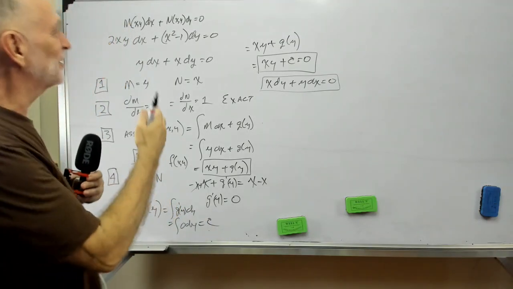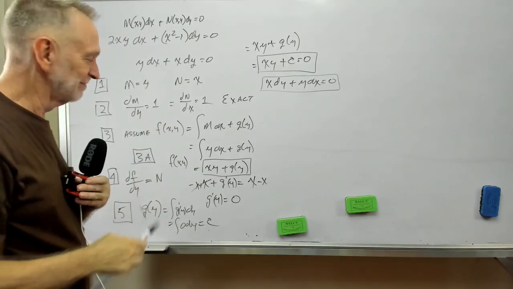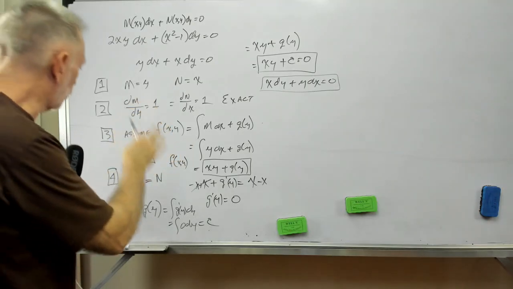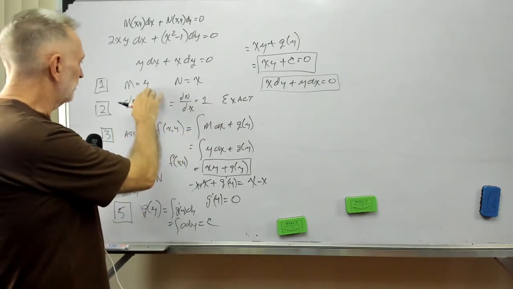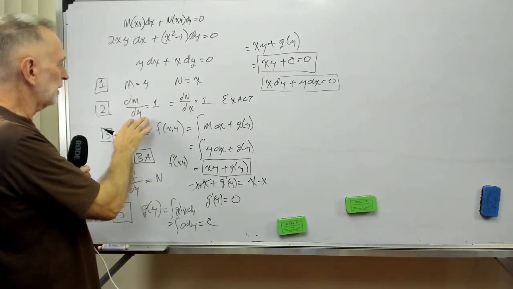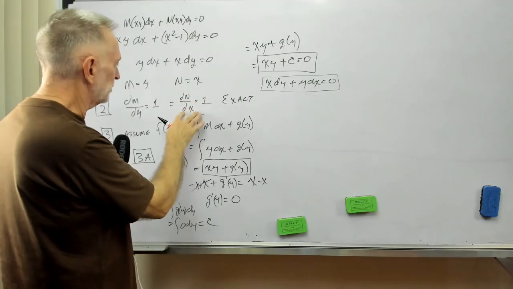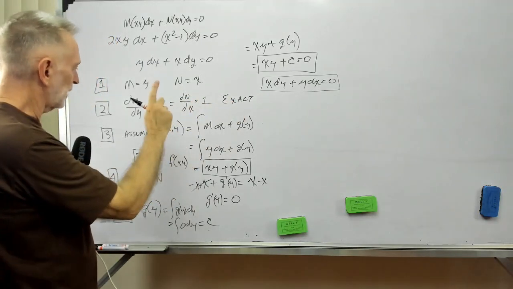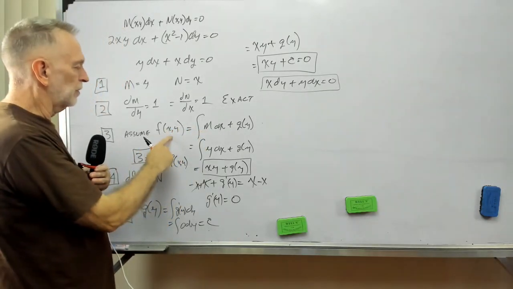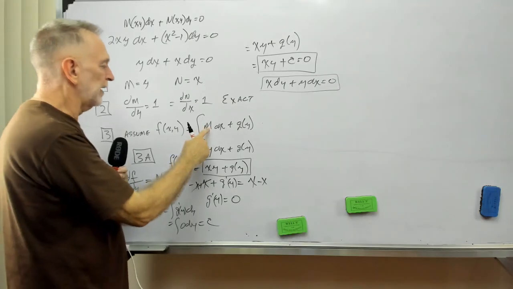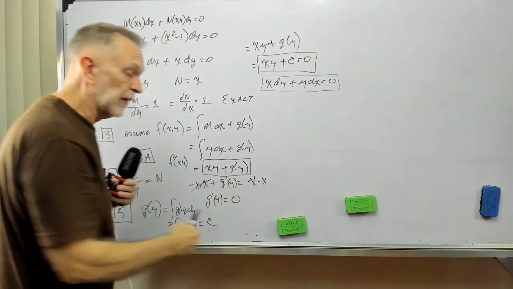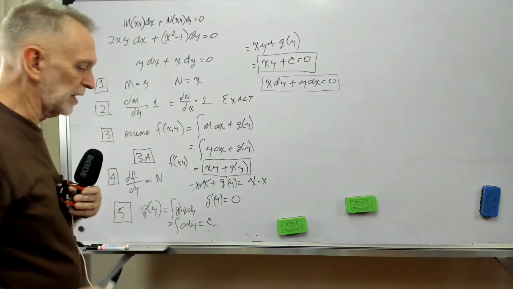Okay, but that's on a very simple problem. Now, remember I said I can do this two ways. I could have found M and N, taken the partial of M with respect to y and the partial of N with respect to x, and determined if they're exact. But at that time, I could have said I'm going to assume that the function f of x, y equals the integral of N dy plus h of x, and gone through it that way. You get the same results.